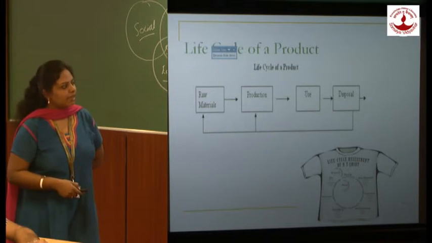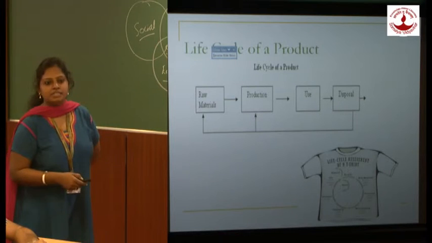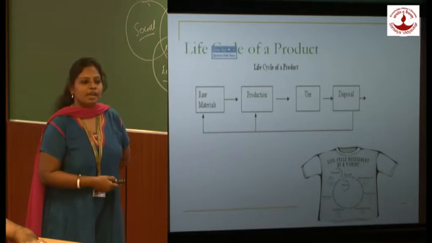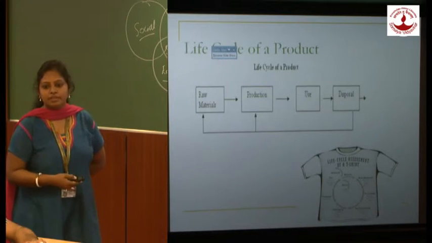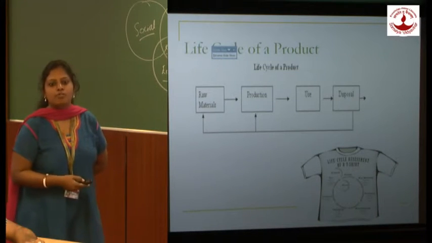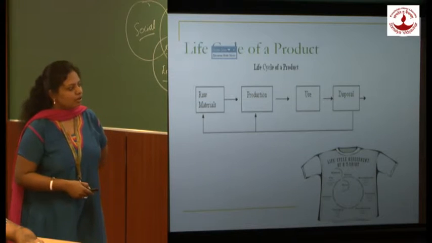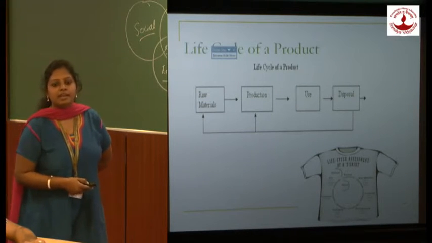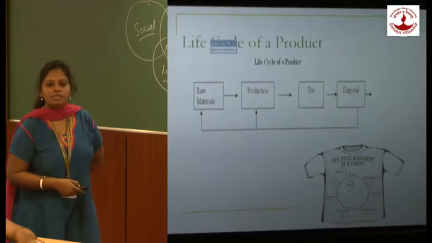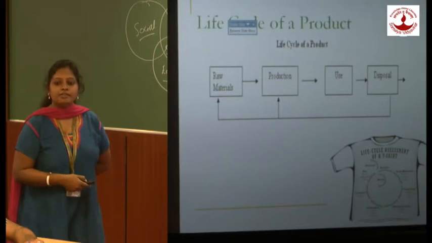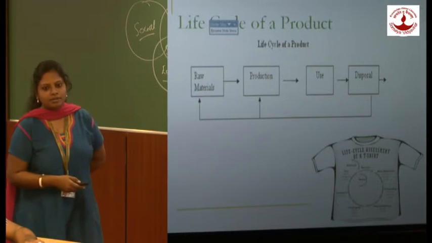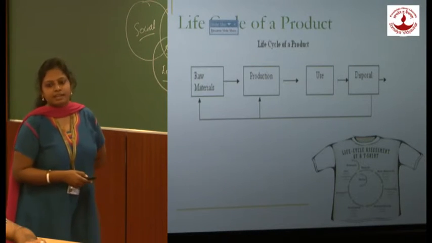They have given the example of a life cycle analysis of a t-shirt. We'll start right from where the raw material is extracted, or how it was grown. If we use cotton, then how it was grown, how much fertilizer was used, what impact it had, and then in the process, which kind of process, how much water and energy was consumed, and finally the use stage, how much detergent you use, and if you recycle or reuse that t-shirt, even that impact is studied. This is done through life cycle analysis.